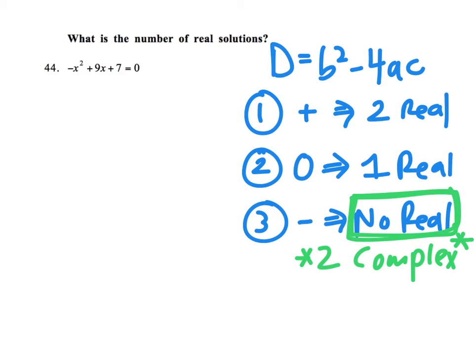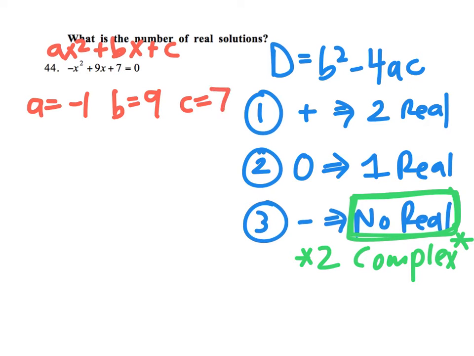All right, so if we're looking at 44, we are going to start by identifying a, b, and c. Notice that we already have 0 all by itself. That's great. If that's not the case, we need to get all of our things on one side. For this one, I know a equals -1, because remember we have ax squared plus bx plus c. b equals 9, and c equals 7. And we're going to plug that all into b squared minus 4ac.